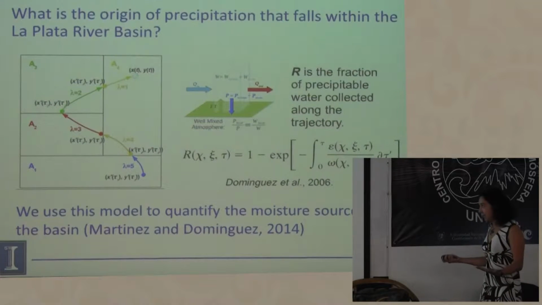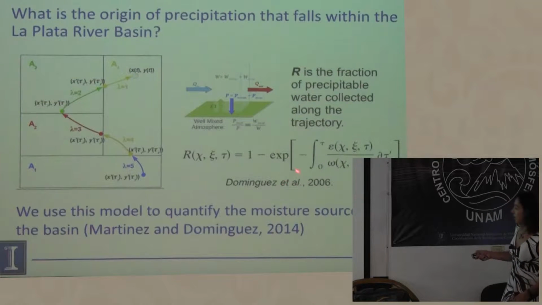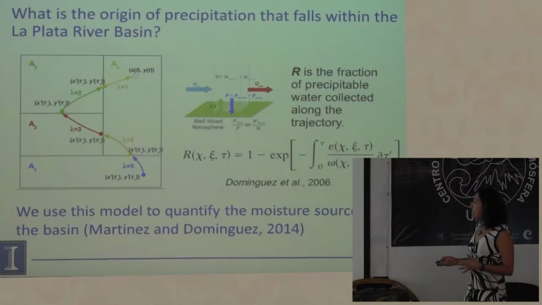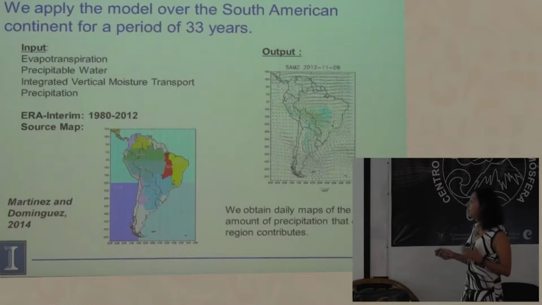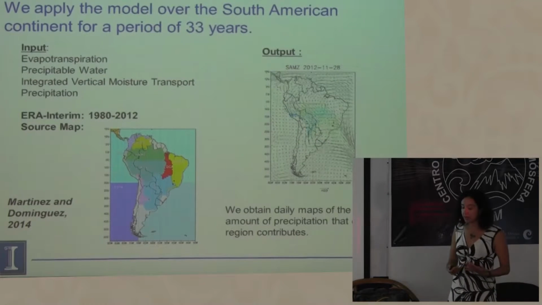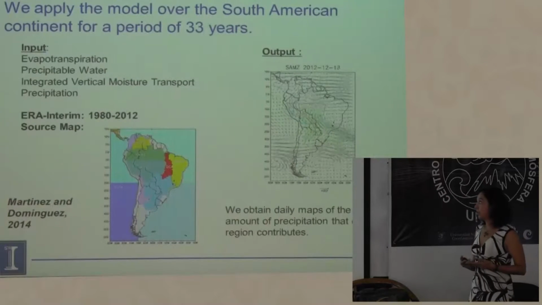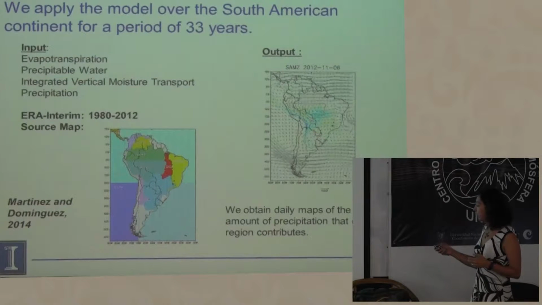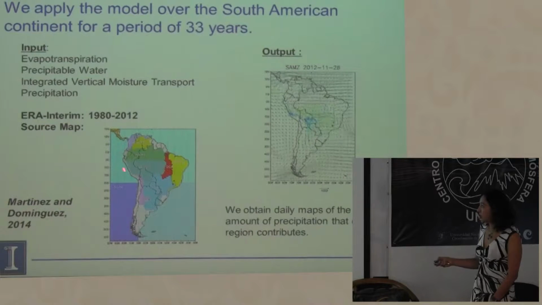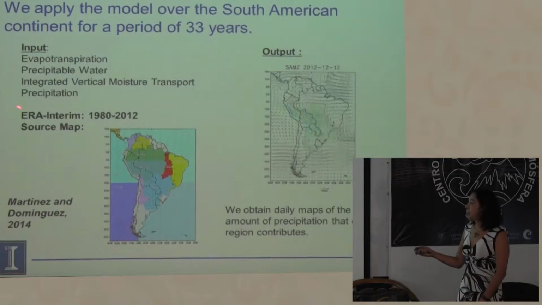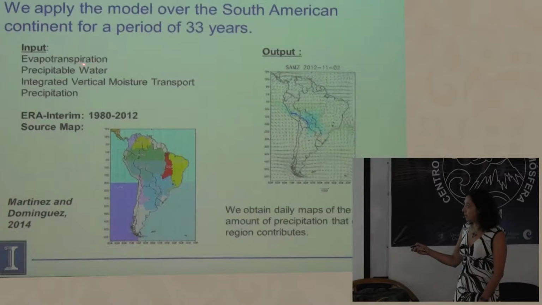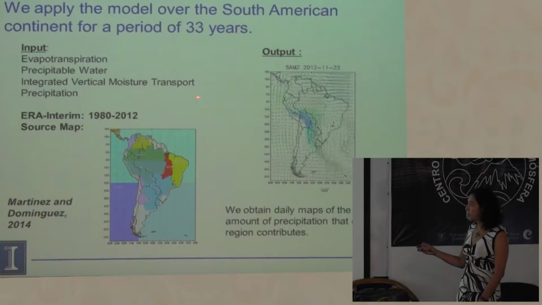And so this is the extended DRM. I'm calling it the DRM, this dynamic recycling model. And what he did was that he said, okay, we're going to apply this model over the entire South American continent, for a period of 33 years, and the model is run at a daily temporal resolution. We divide the region into both oceanic and terrestrial sources, so we're going to calculate for each one of these different regions how much it contributes to precipitation within the La Plata River Basin here. As input to the model, we're using ERA-Interim data, and we get evapotranspiration, precipitable water, integrated vertical moisture transport, and precipitation. So those are the inputs to the model.